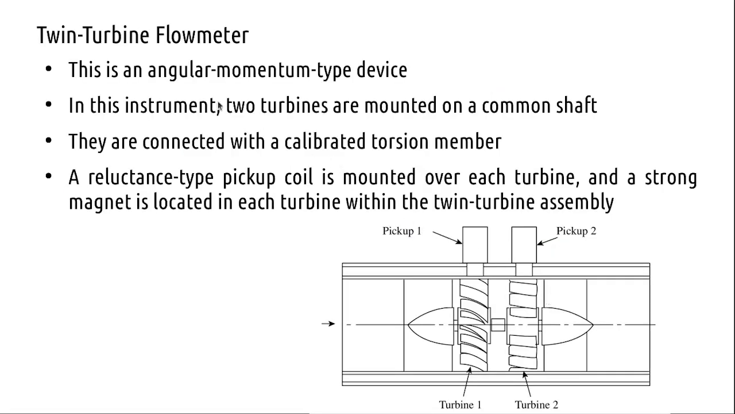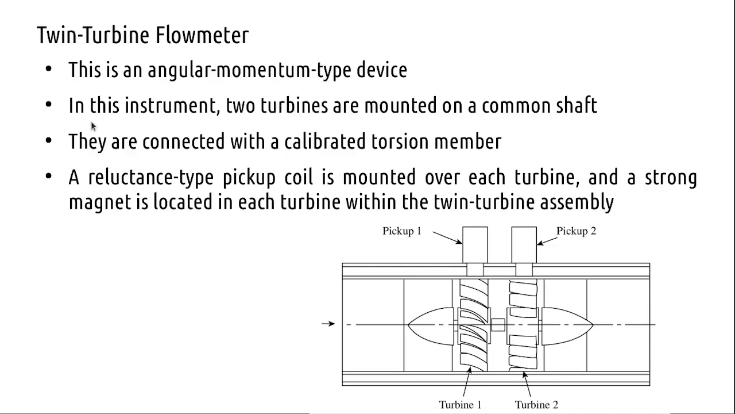another type of flow meter is a twin turbine flow meter. This is also an angular momentum device. Here there are two turbines, which are mounted on a constant shaft. When the notion of a turbine comes, your mind straight away goes to power stations. These are much smaller things. Here you are going to measure flow. Obviously you can use such mechanisms in power stations.